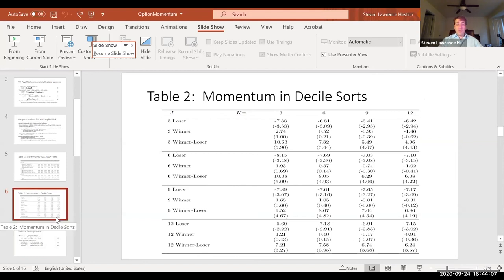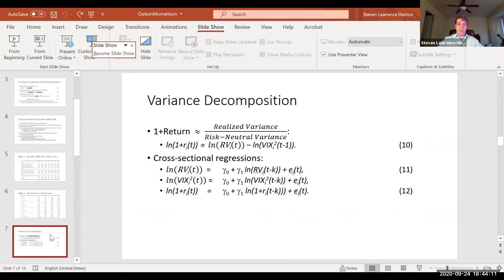And I think that should convince you that there's something going on here. And I want to explore it in a manner that's a little more complex than just decile portfolios to see what's going on. Not why it's going on. I just want to see what is going on with returns.